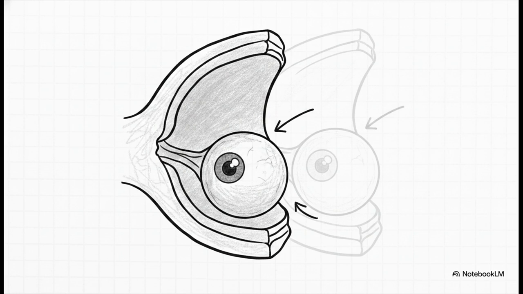You also want to watch out for an enophthalmos, which is just a fancy term for a sunken eyeball. Because the orbital floor dropped, the orbital volume has essentially increased. So the eye sinks backwards and downwards into that newly created space.